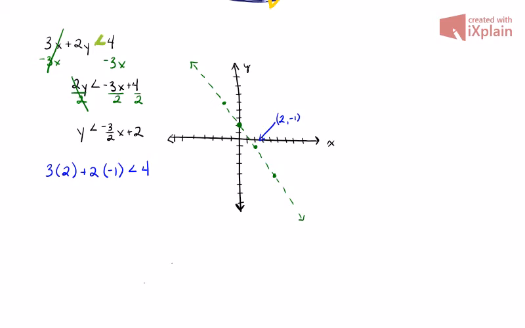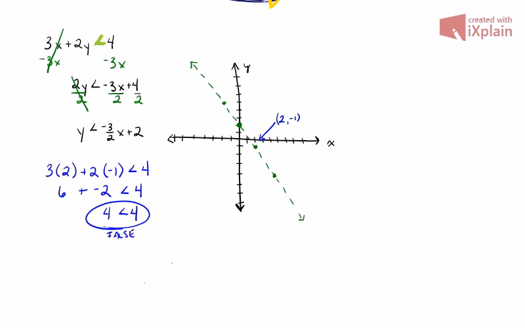If we go ahead and clean this up, we'll get 6 plus a -2 is less than 4. And then 6 plus a -2 would give us 4. Take a look at this final statement. It's saying 4 is less than 4. Well, that's not true. 4 is equal to 4, and that would be good, but we can't have a statement that says 4 is less than 4. This is a false statement.